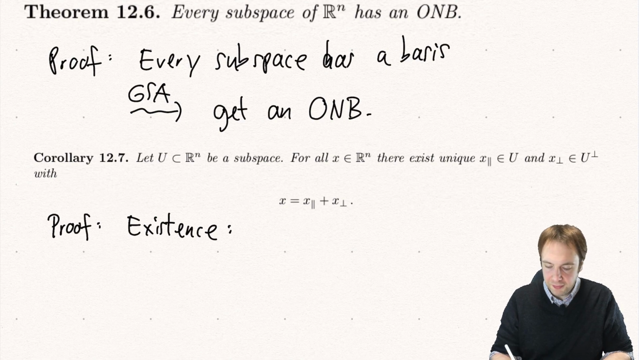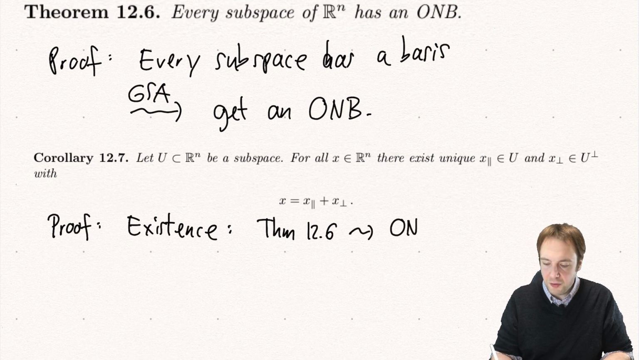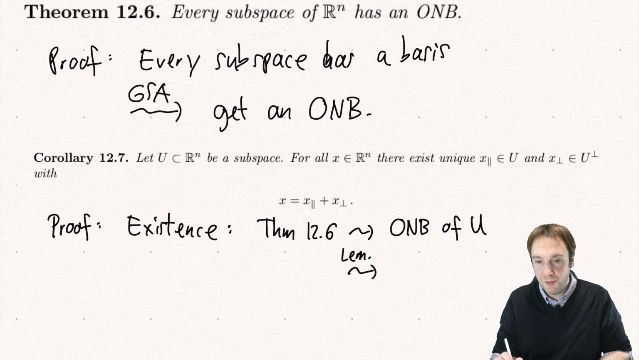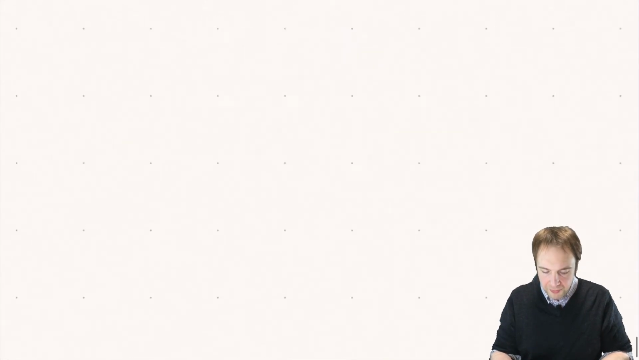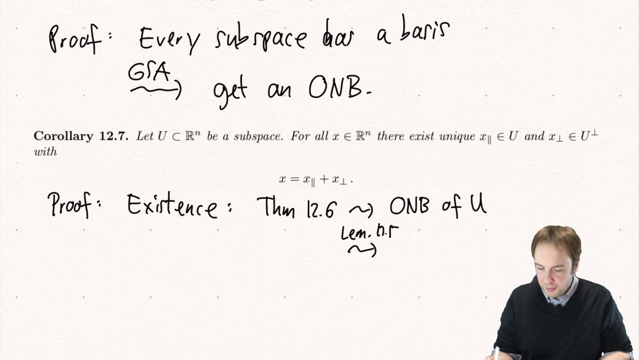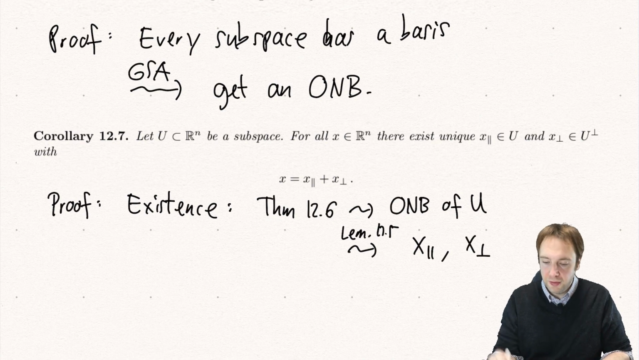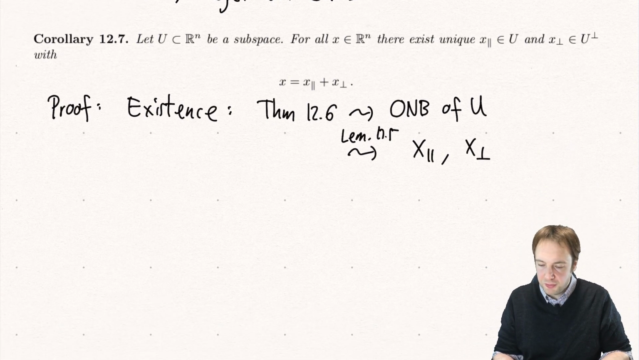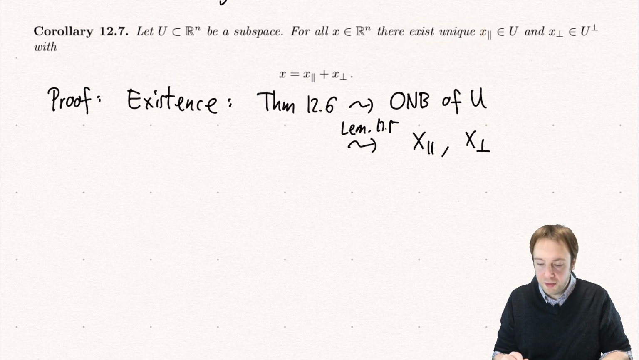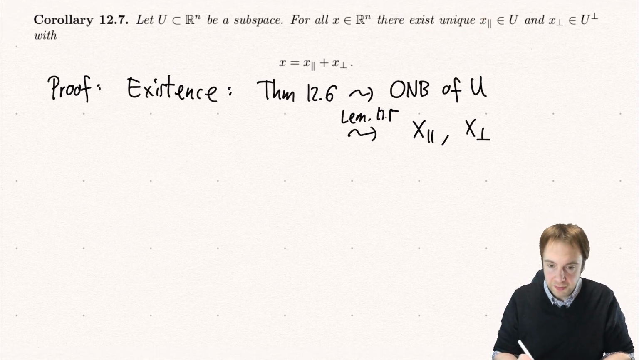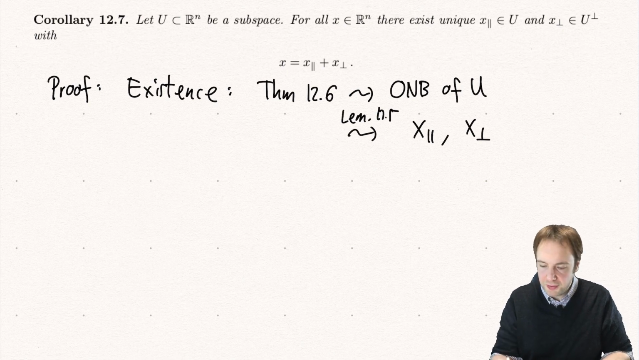So the proof of the corollary, the existence of these, is this theorem 12.6. So this gives an orthonormal basis of U, and then by lemma 12.5, I think, we get this x parallel and x orthogonal. And what we need to show now is that these are unique. So let's assume we have two different parallel and orthogonal parts.